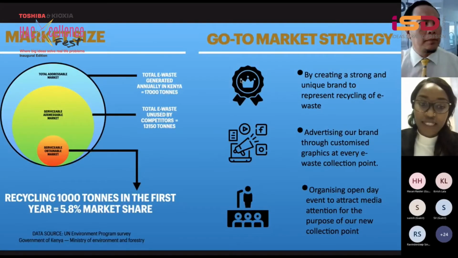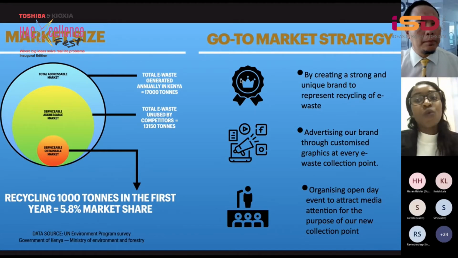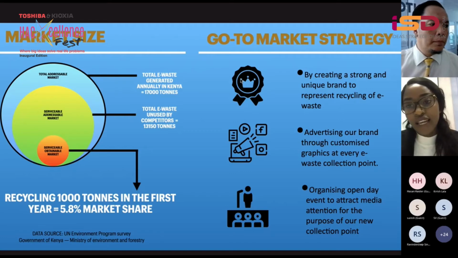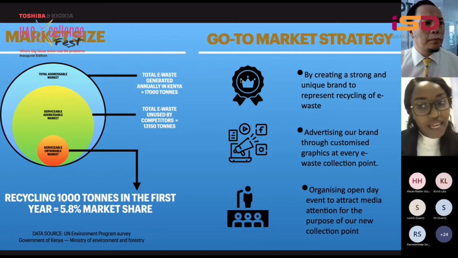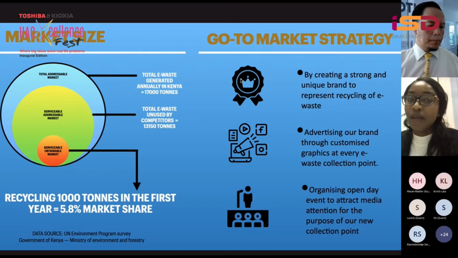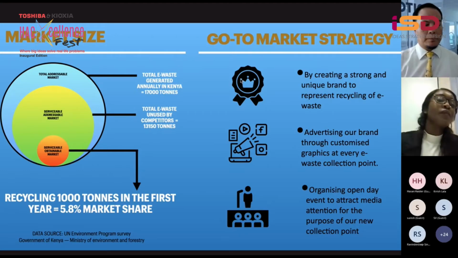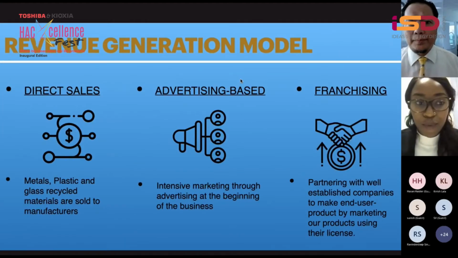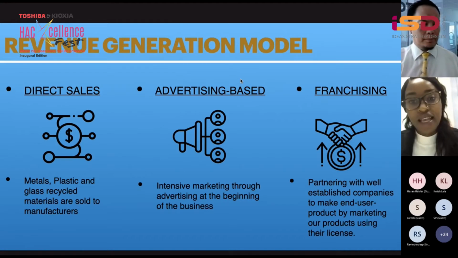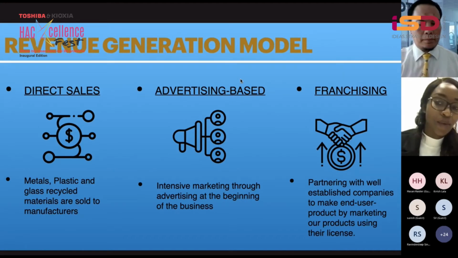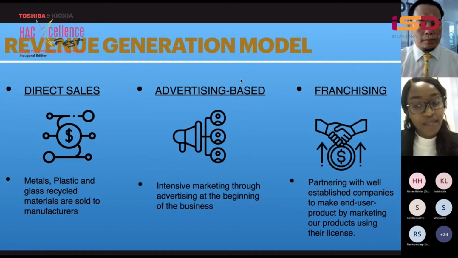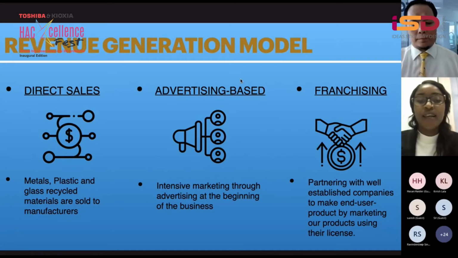Currently, by recycling 1,000 tons in the first year, we purpose to acquire 5.8% market share, where we, by creating a strong and unique brand to represent e-waste recycling, advertising our brand, and organizing open day events, can be able to enter the market. All our output is to be sold through direct sales, advertising, and franchising the products by partnering with well-established companies to make end-user products by marketing the products using their licenses.